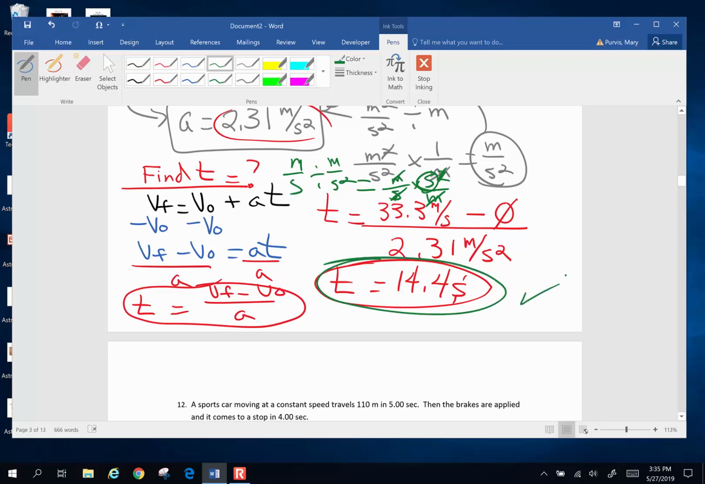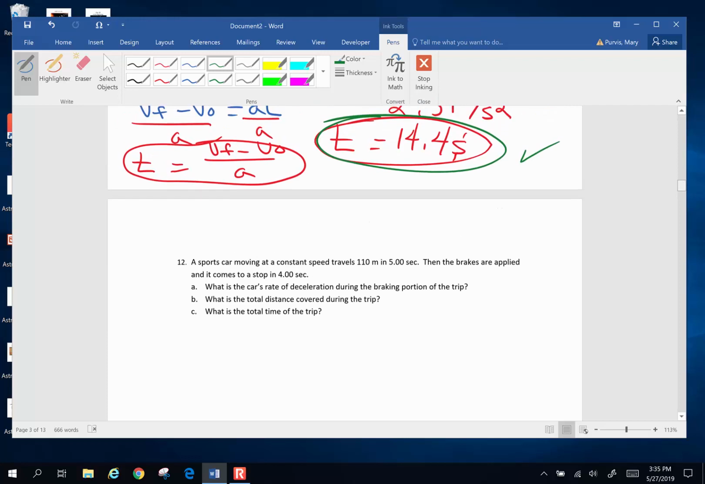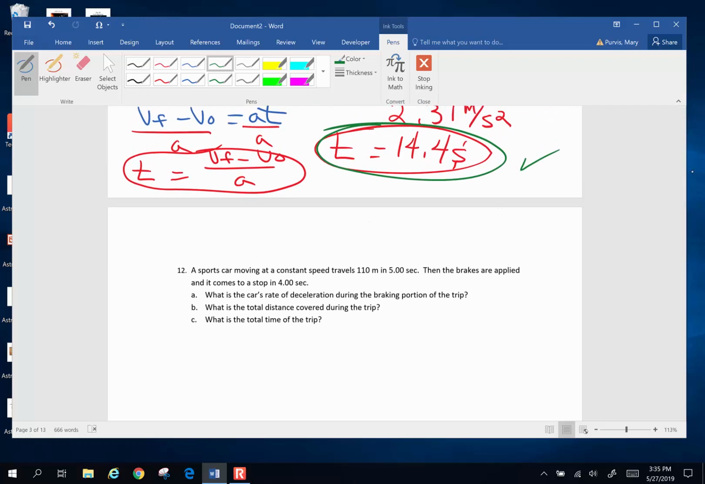Let's do one more of these, and that is, let's do number 12. Okay, problem number 12 says, a sports car is moving at a constant speed, travels 110 meters in 5 seconds. Then the brakes are applied and it comes to a stop in 4 seconds. Now, this is complicated because there are two things going on. You have some constant motion and you've got some deceleration. So this is a two-part problem.